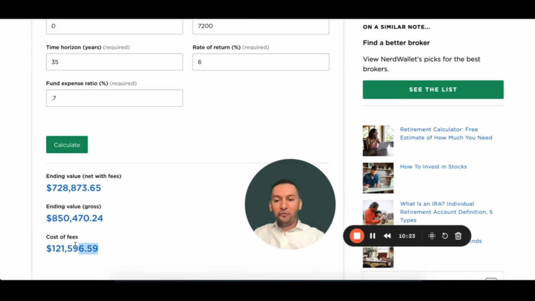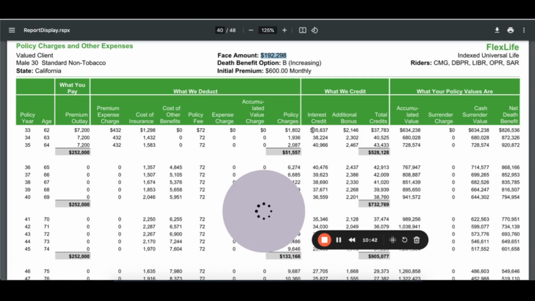This fee right here of $120,000, what does that get you? That gets you management, meaning when the money goes up, you pay your advisor a fee. When the money goes down, you still pay your advisor a fee. So you want to see here $728,000 after fees compared to $728,000 after fees. So if you end up with the same accumulation, roughly $700,000, but in one you get $192,000 of death benefit, zero stock market risk, which one would you rather take?